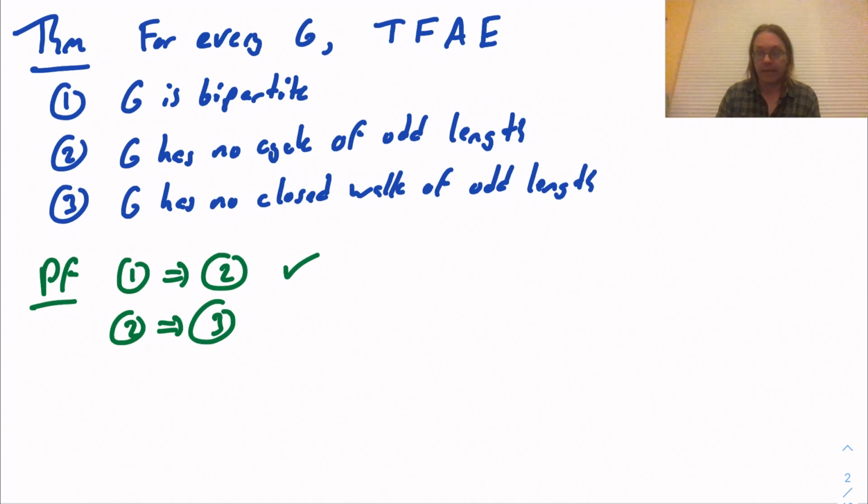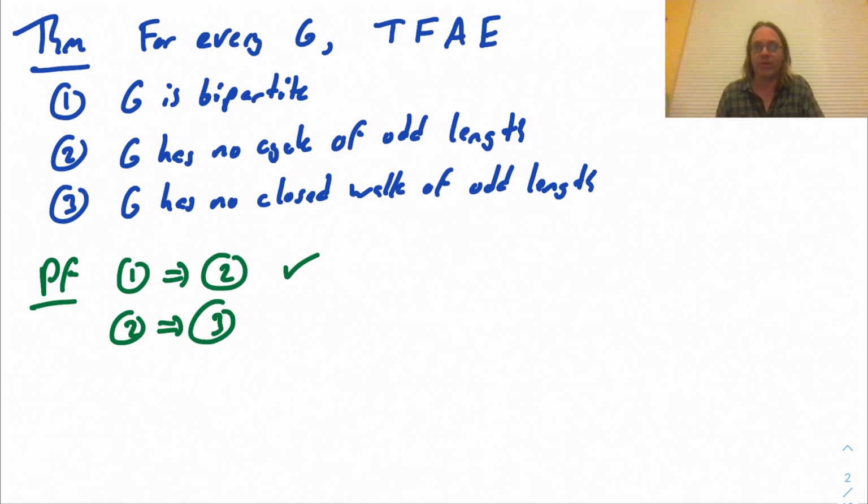So again, just as written, 2 implies 3. That reads, G has no cycle of odd length implies G has no closed walk of odd length. If we take the contrapositive, if I have the expression A implies B, then the contrapositive is not B implies not A. And when I negate these, I suddenly have a structural property that I can take advantage of. There is something instead of there's not something.